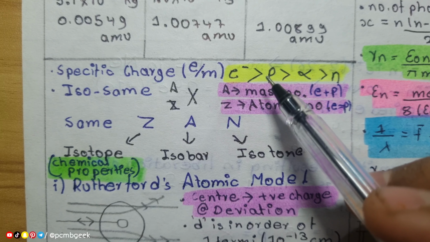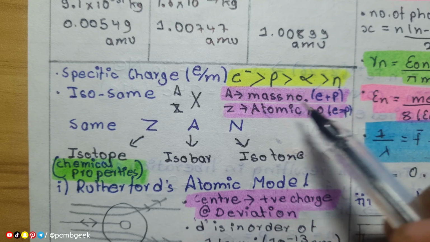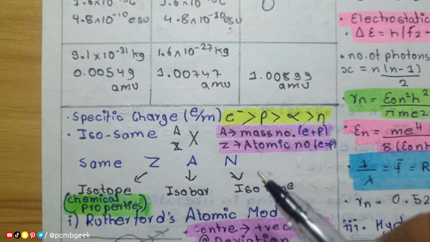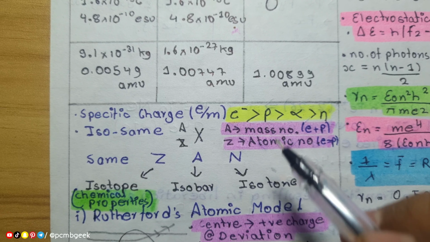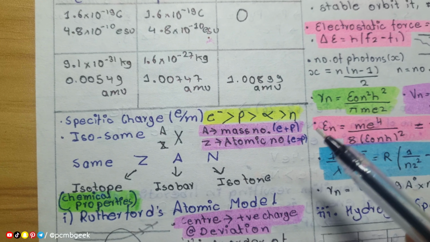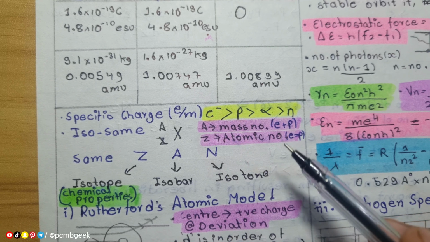What is mass number A? Mass number is the sum of the total number of protons and neutrons in the nucleus. What is Z? Atomic number. The concept of atomic number was introduced by Moseley. The atomic number denotes the number of protons in the nucleus. The number of protons in a neutral atom equals the number of electrons.